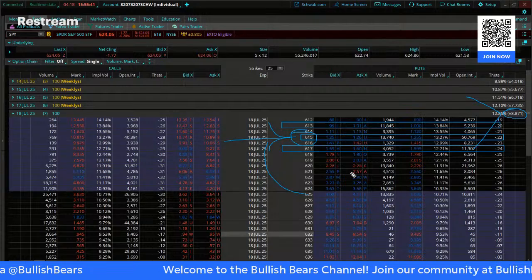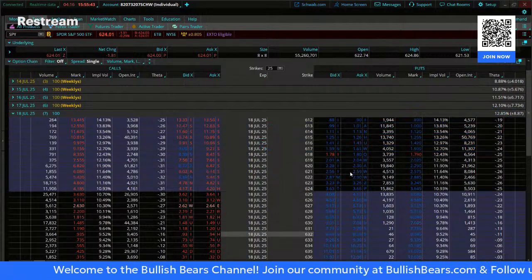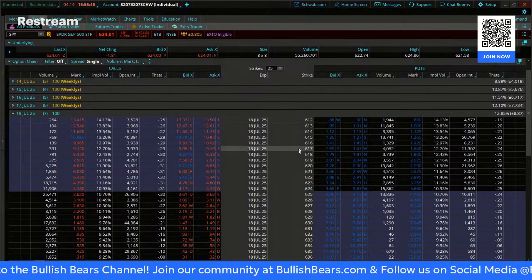Don't do the whole width of the weekly range. Do half the range because you're only going half the distance, right? You're doing a call side or a put side.